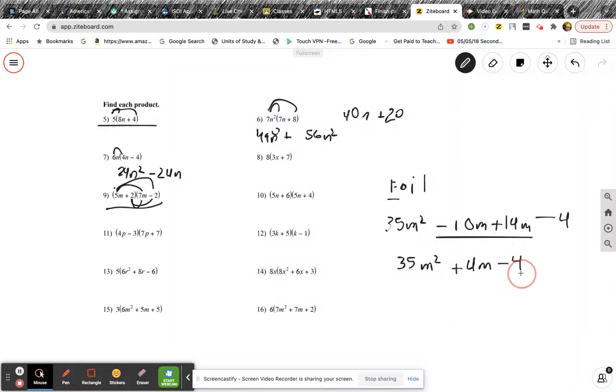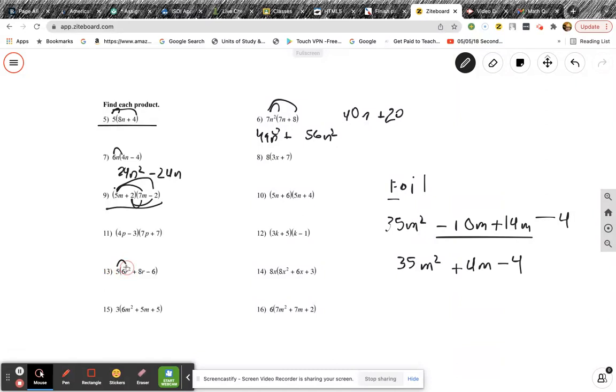Okay. Now, we can't combine any of those. That's as far as we can go because you have a 35m squared, a 4m, and a negative 4. So they don't combine. That's as far as you go. So again, first, outer, inner, last.